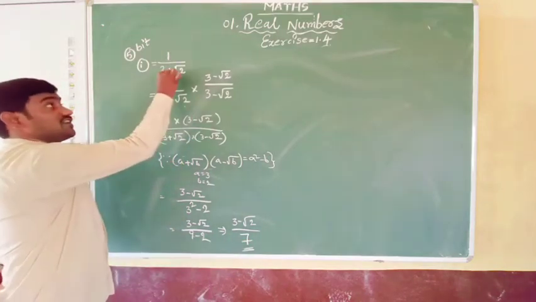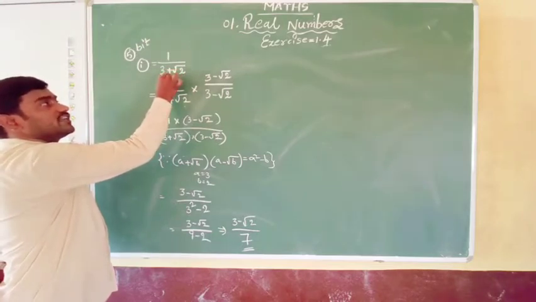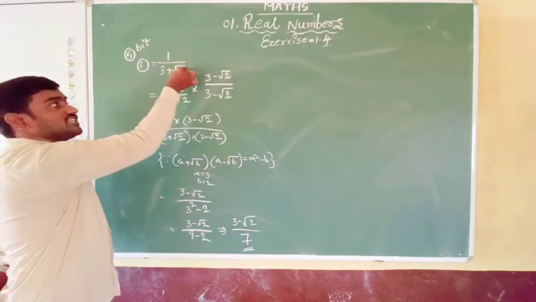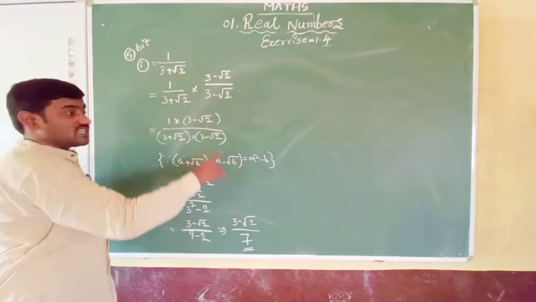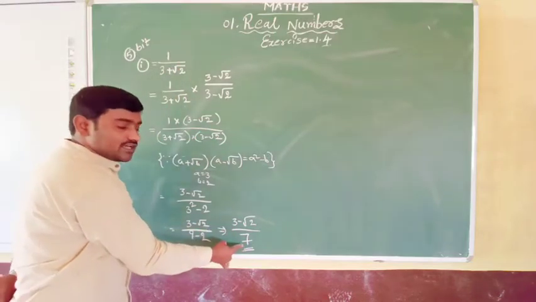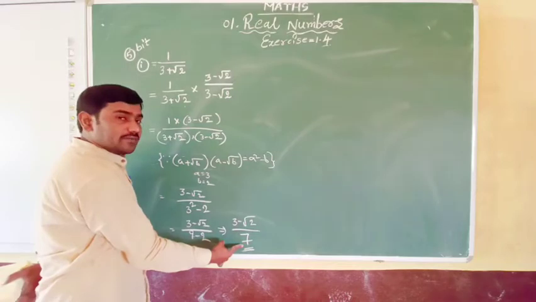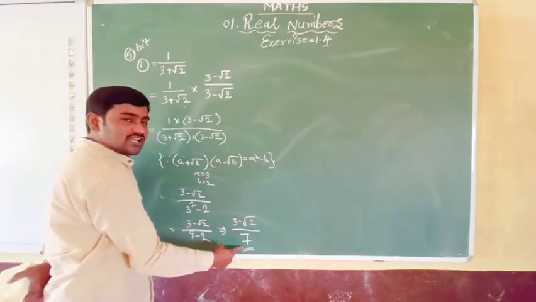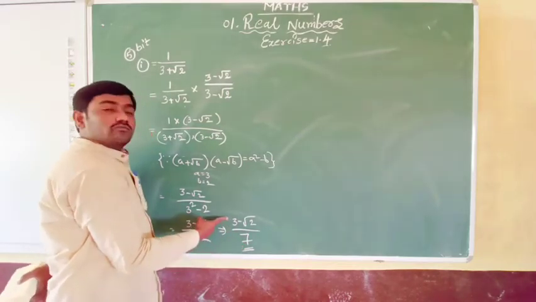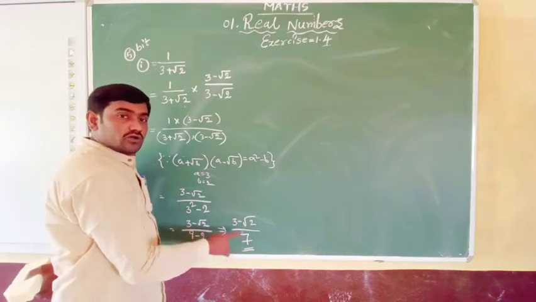Here you see, what is the rational denominator here? The denominator in the question, 3 plus root 2, is an irrational number. After rationalizing that denominator, we got a rational number as the denominator. What is this? 7. 7 is a rational number. We don't mind the numerator. We have to see only the denominator.